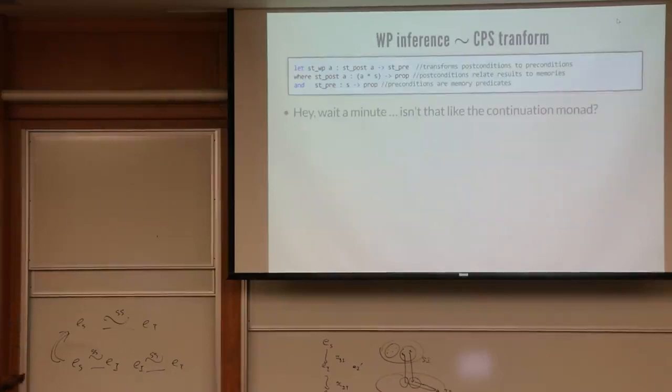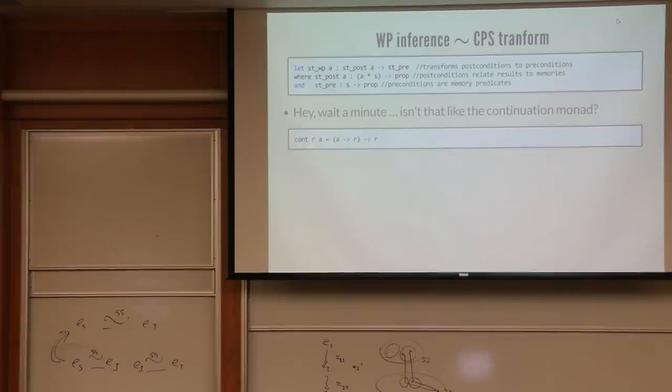So let's stare at this a little bit more. What is this WP inference thing, really? I think it's actually very closely related to continuation passing style. So let's look at this: A arrow S arrow prop, arrow S arrow prop. This is the continuation monad.